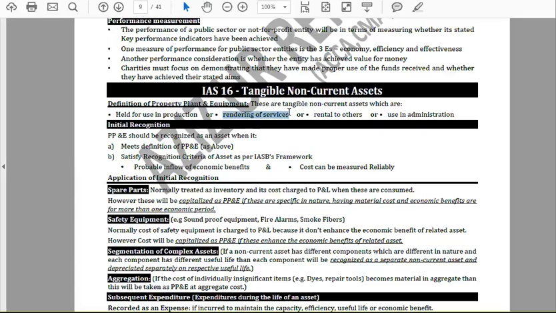For example, we have purchased a delivery van. So now we own a delivery van in order to deliver the goods, in order to provide the services, or rental to others, or use in administration. There are different assets which we will use for administration purposes, just like computers, just like cleaning equipment. So those non-current assets which have physical existence, which are tangible, and we hold those assets either for use in production or providing services or rental to others or use in administration purposes. But the basic point over here is business use. Normally, we hold these assets for use in our business.